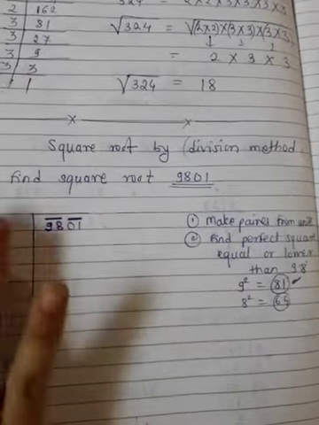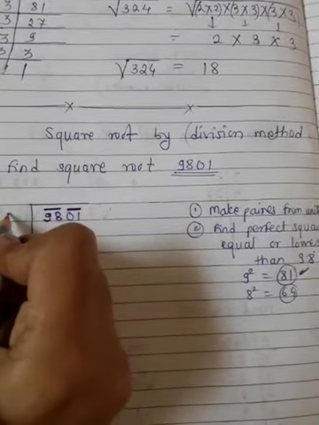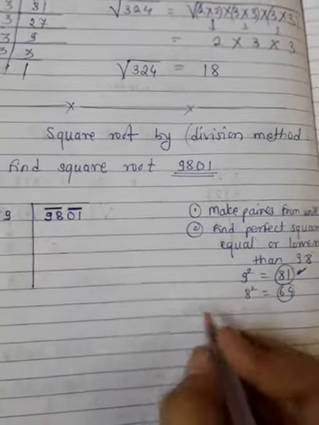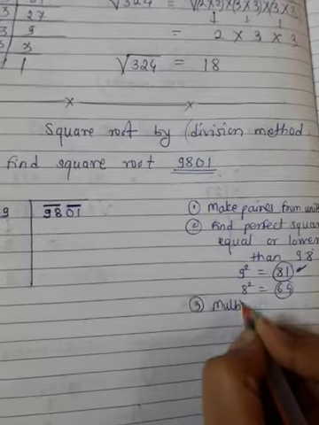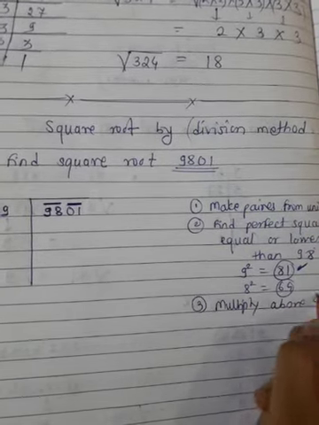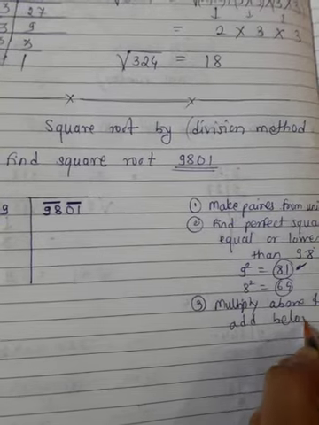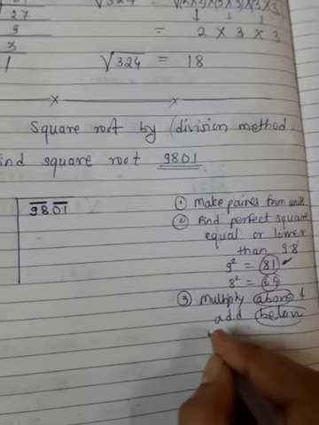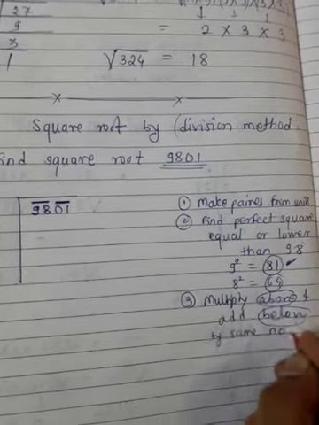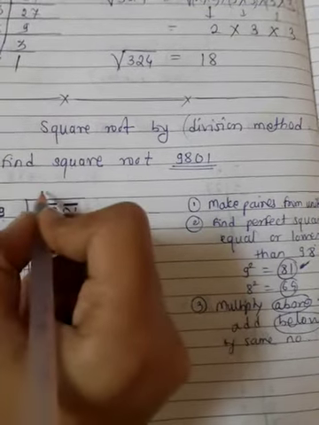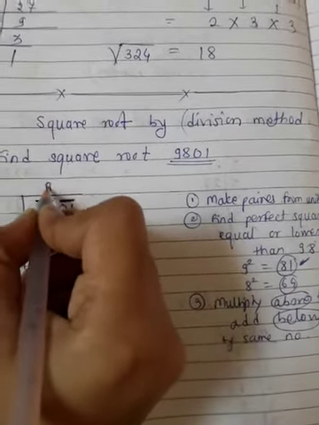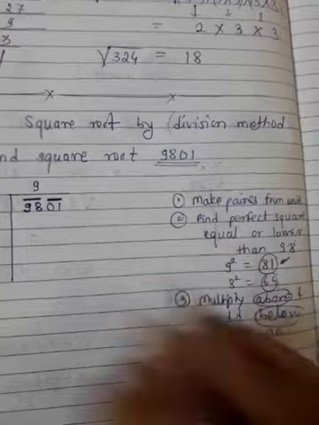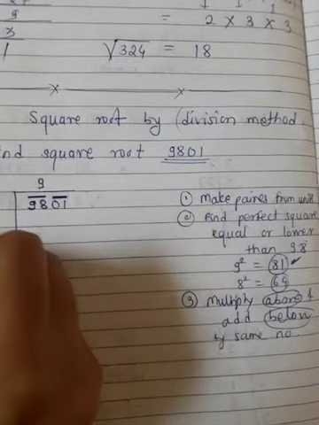Now see what we have to write on the left side. Okay, so write 9 here. Now what is our third step? Multiply above and add below by the same number. So see here our number is 9, so multiply by 9. So write multiply by 9 at the top and add 9. Okay, multiply above and add below.